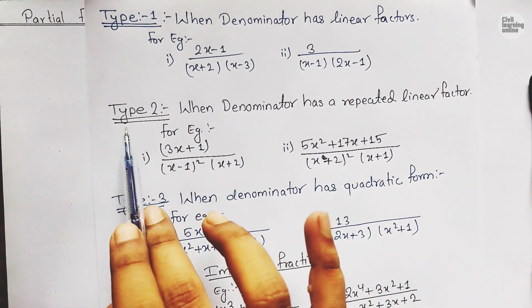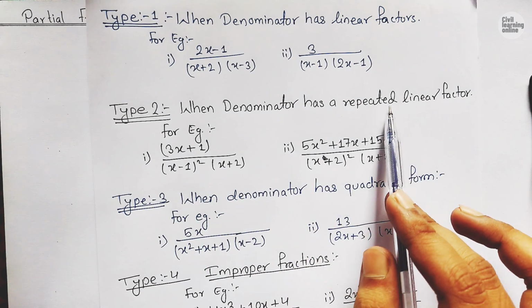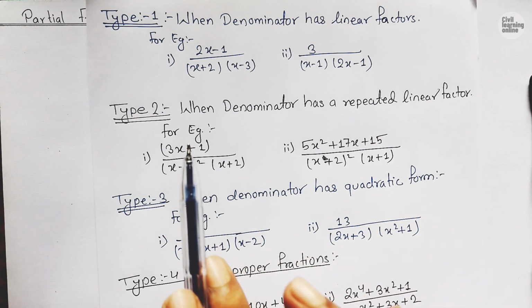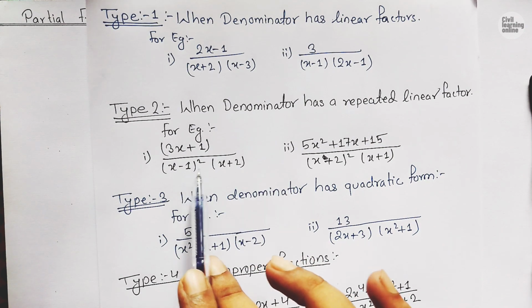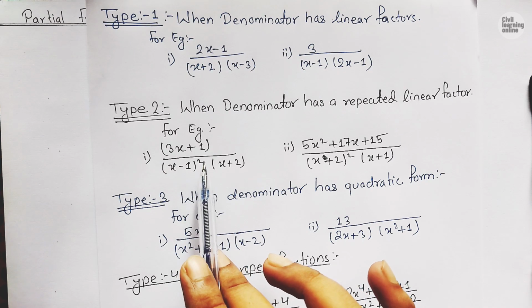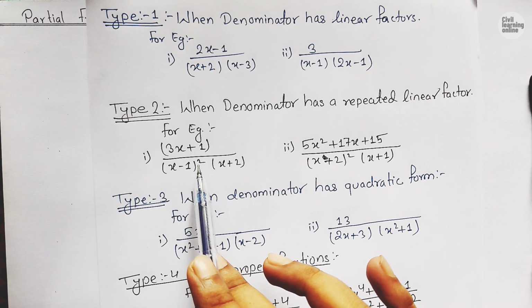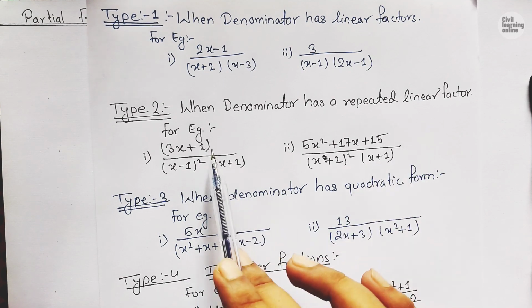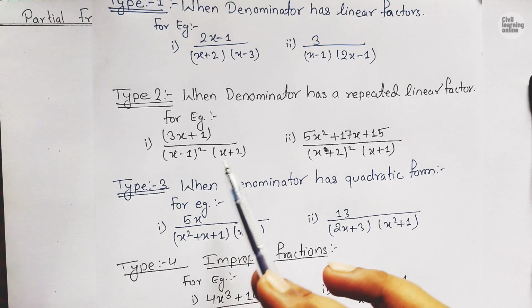Similarly, in type 2 we may encounter repeated linear factors, when the denominator has repeated linear factors. Repeated linear factors means any factor in the denominator has a power. It may be a square or up to a cube, depending upon the question. How we solve a repeated linear factor, I am going to discuss in this series.